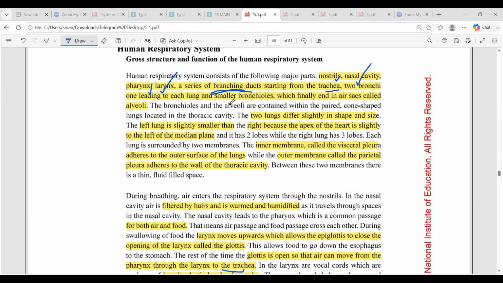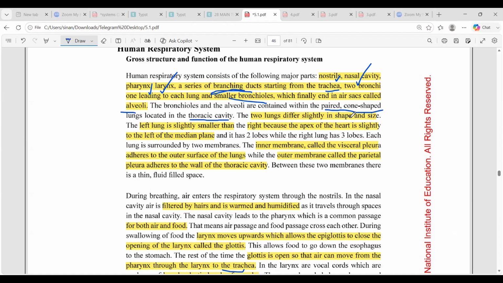Then the two bronchi, one leading to each lung, and then we have the smaller bronchioles, which finally end in air sacs called alveoli. The bronchioles and the alveoli are contained within the paired cone-shaped lungs. So the lungs are paired and cone-shaped, and located in the thoracic cavity.